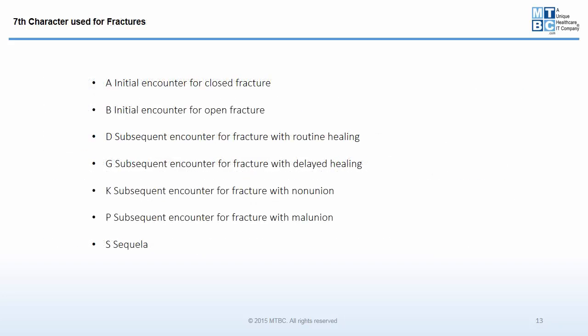Okay, so I'm going to go on to the next slide. Here is where I was talking about how the active treatment, which is the initial encounter, would be A or B. Again, closed fracture or open fracture. The D is subsequent encounter, which is for healing. In this sense, you're going to talk about what kind of healing: delayed healing, routine healing, a non-union or a malunion. And then, of course, S is for sequela, which I had said before. It will always be S for sequela.